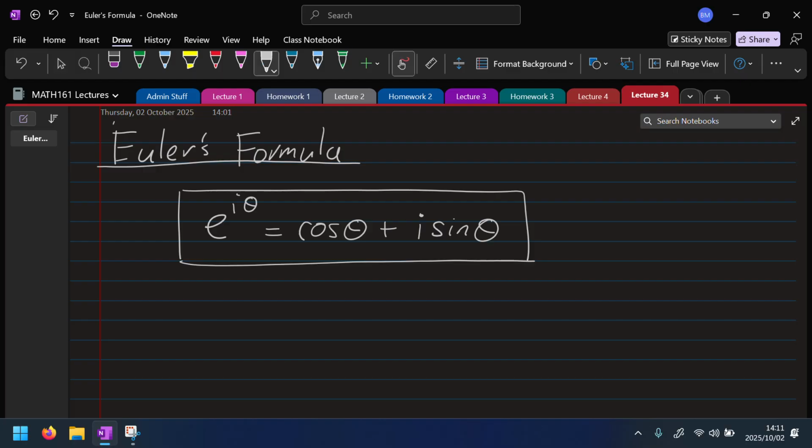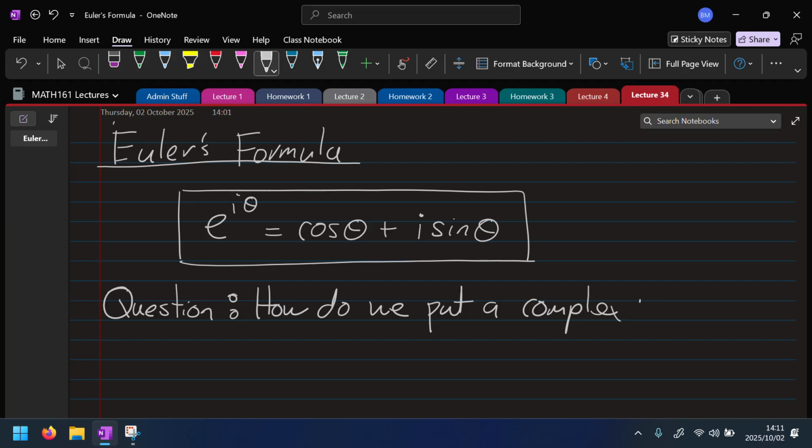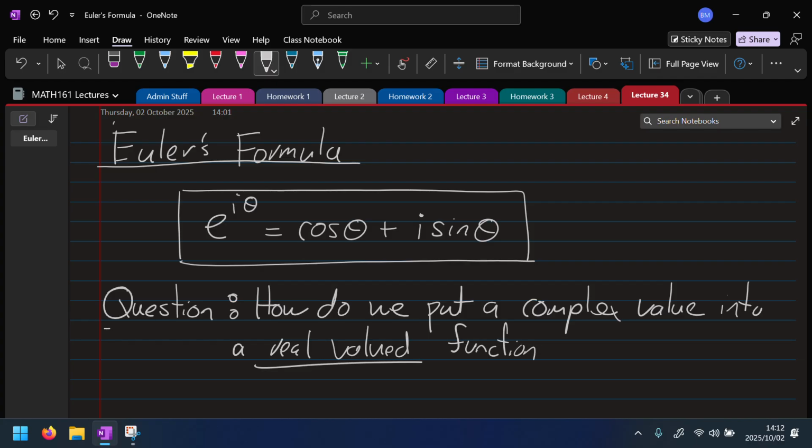Okay, so question: how do we put a complex value into a real valued function? Right? So e to the x, real number goes in, real number comes out. Now we're trying to put a complex number in, and we see we get a complex number out. So how does that actually work? So the way we do that is using the Taylor series.